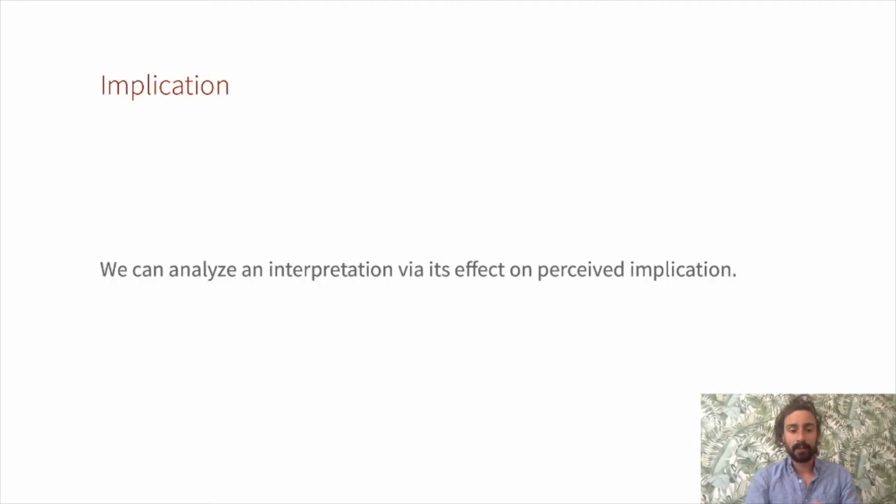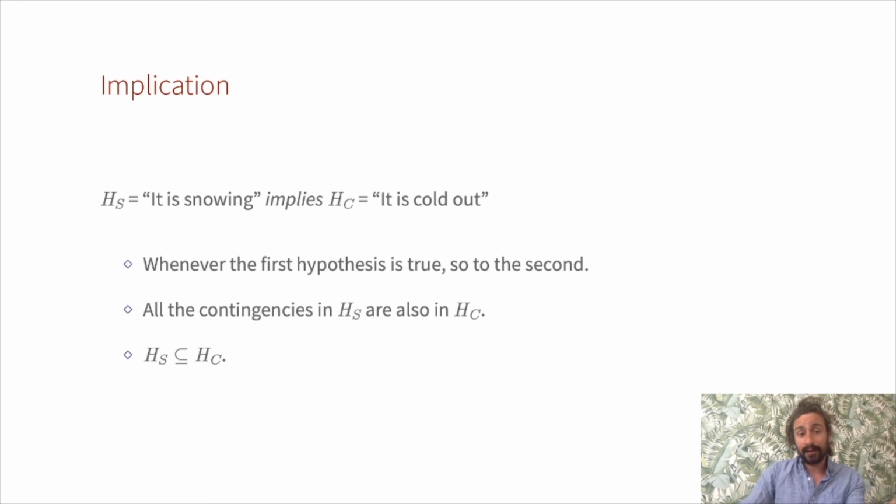Now we come to the meat of the paper, which is the relationship between implication as perceived by the decision maker and his flawed interpretation of these hypothetical events. Now, in reality, in the physical universe, it's snowing implies it's cold. So the hypothesis HS implies the hypothesis HC, and that's because whenever the first one is true, the second one is also true. And another way of saying that is any contingency or any state of the world contained in HS is also contained in HC, which can be written very succinctly: HS is a subset of HC when viewed as events in a state space.